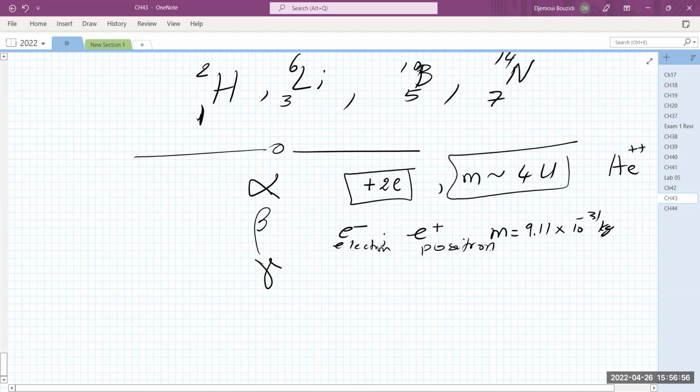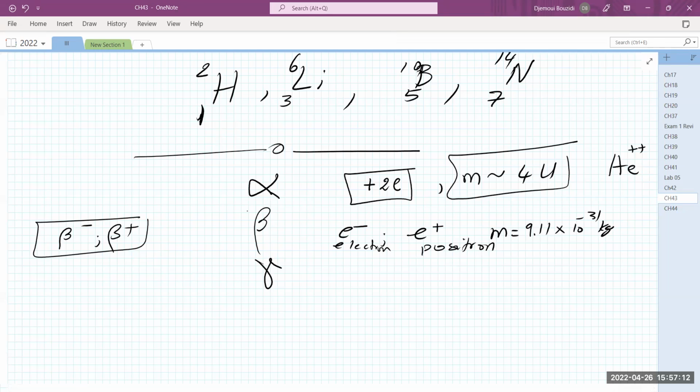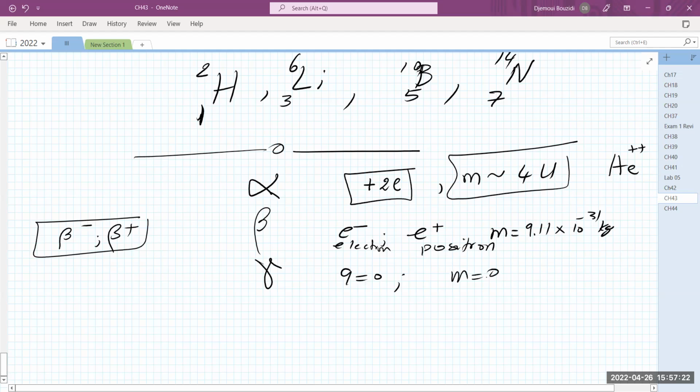From this point on, we can call these beta minus and beta plus decays, if you want. This one is always charged positively, it's twice e. But this one, sometimes you have an electron, sometimes you have a positron, a particle that later on was given the name positron, which has a positive charge. This one does not have a charge, and it does not have a mass either.